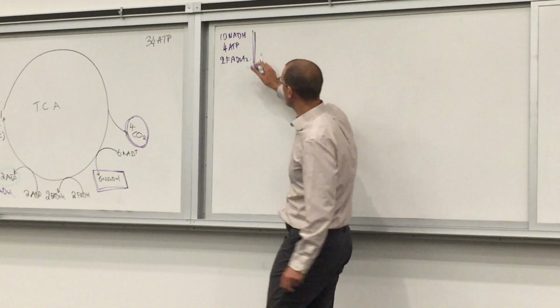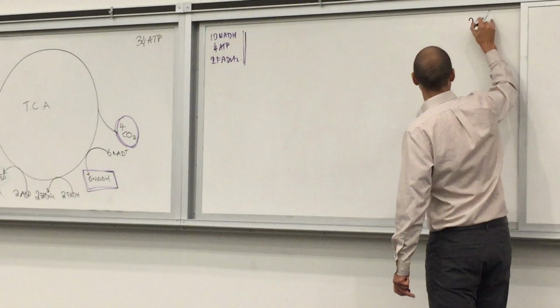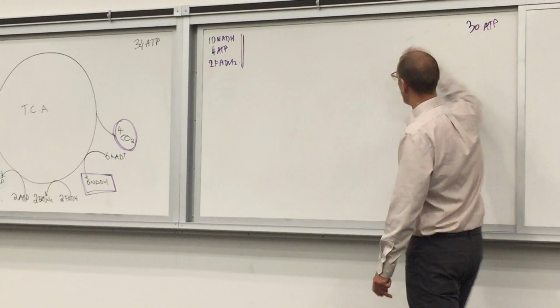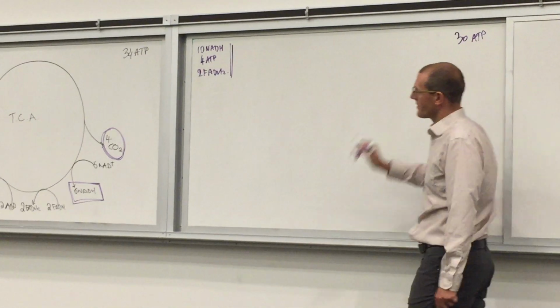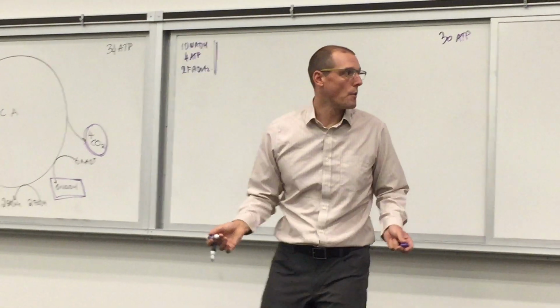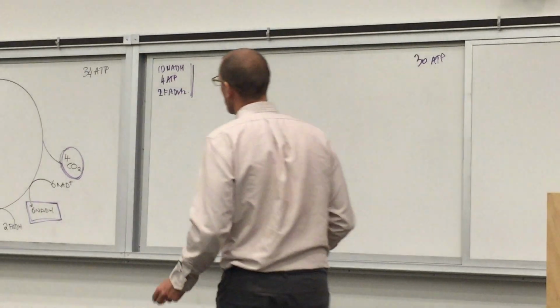So what we're going to do is get the energy out of the NADH and FADH2 to make an additional 30 ATP. So I've got 4 already, and I said I'm going to make 34, so I'm going to make another 30. So the last set of reactions is where we make the rest of this ATP.